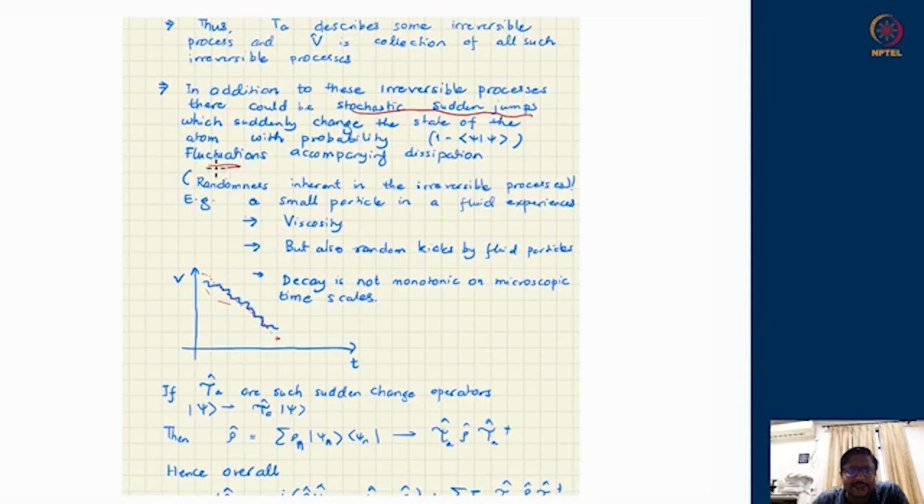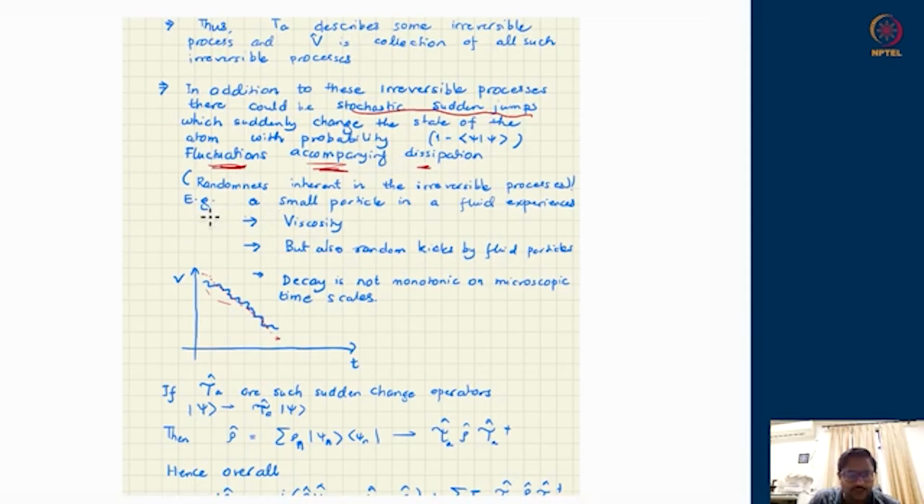So therefore, most of the time fluctuations accompany the dissipation, because the root cause of both dissipation and fluctuations is the same. There are unknown degrees of freedom which interact with the atom of our choice, and therefore when we are not accounting for what is really interacting with the atom of our consideration, both processes are possible. So therefore, randomness is inherent in the irreversible processes. You can't get rid of that. You can't assume that the many things which are interacting with it are just doing a normal smooth profile.